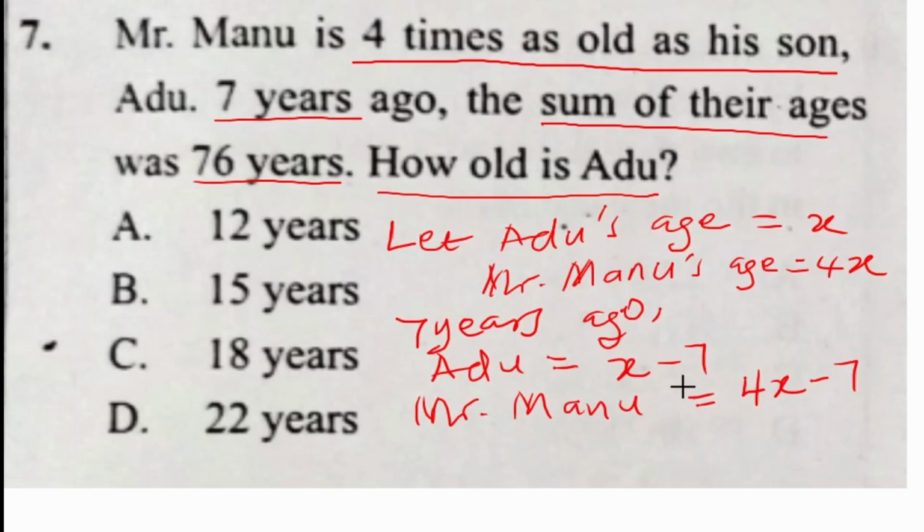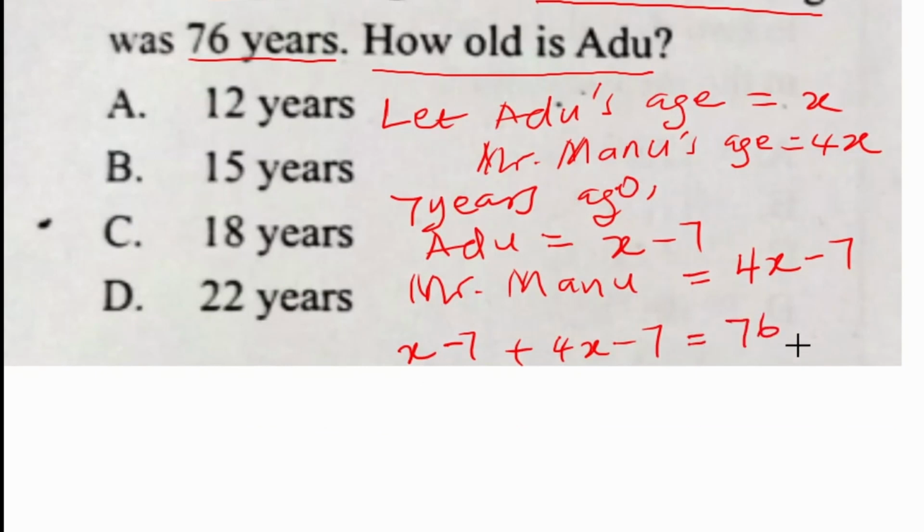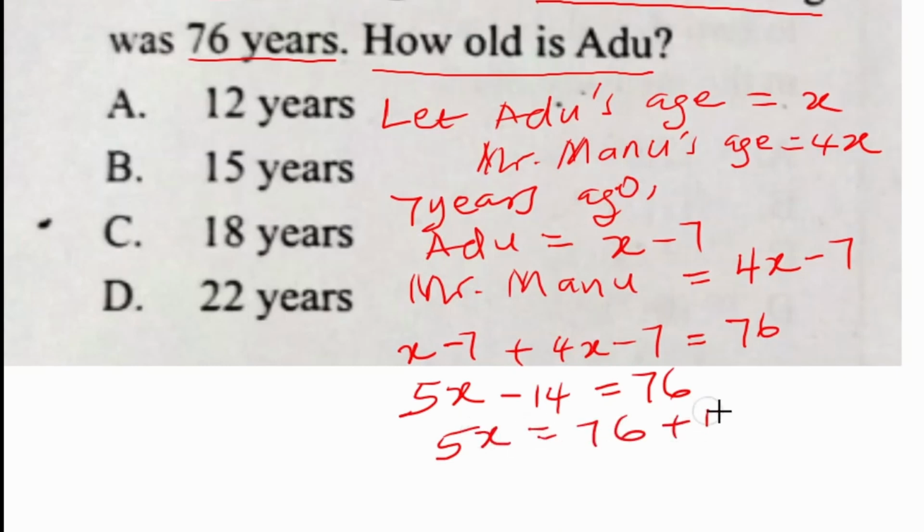Then the question says that 7 years ago the sum of their ages was 76. Sum is addition. So let's add Edu's age 7 years ago to his father's age 7 years ago, equate to 76 and solve. Grouping like terms and simplifying: x plus 4x gives us 5x. Then negative 7 minus 7 gives us negative 14, and that is equal to 76. Simplifying further, we have 5x equals 76 plus 14, and 5x equals 90.